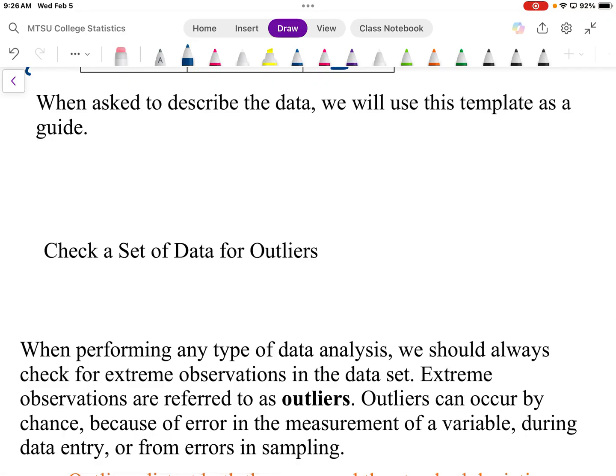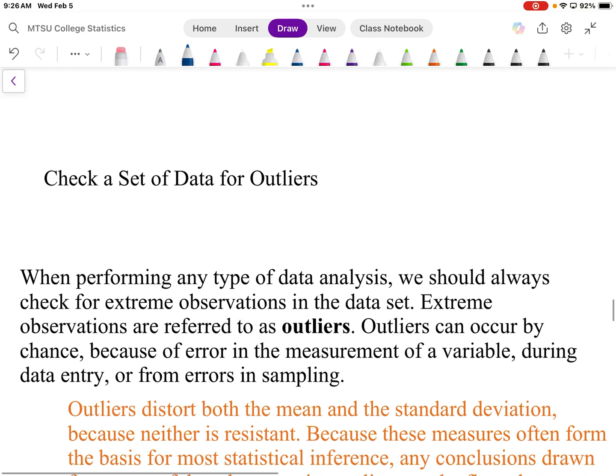Here's the longer portion of this section: checking a data set for outliers. Just because a number looks further away from the rest of the data, we can't just say it's an outlier. We have to prove it mathematically in this class.